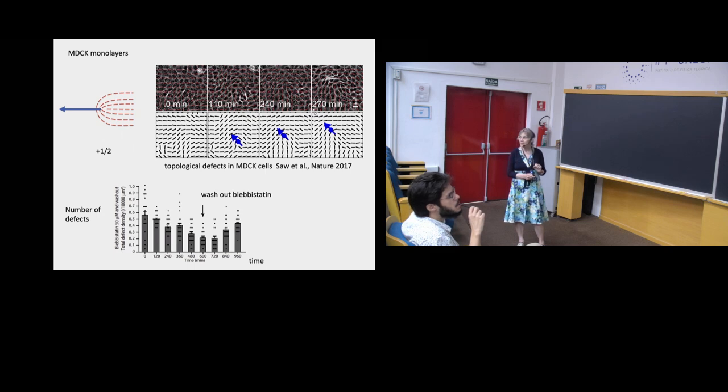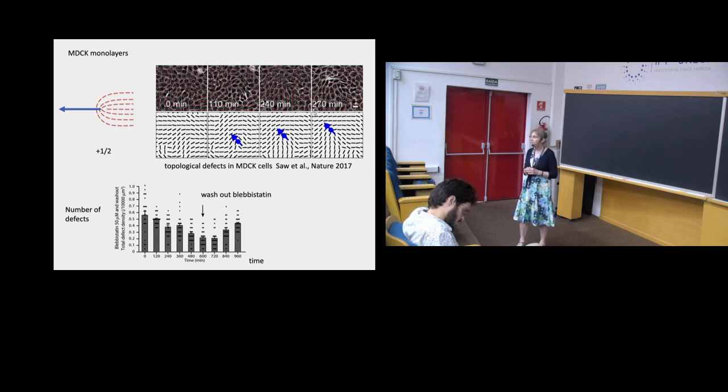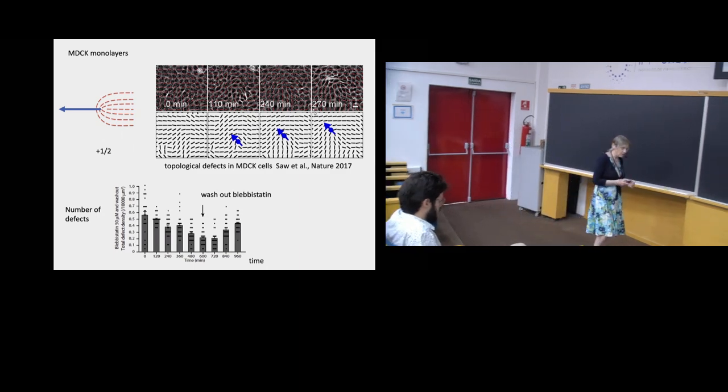Here they sort of put on the cellular alarm clock. They wash out this blebbistatin stuff so that the cells wake up. They're not affected by it, and then they wake up. And what happens is that the number of defects increases because now you're getting these active defects created. So I think that's pretty strong evidence that what's going on here is that you've got an active system, an active nematic of some sort.